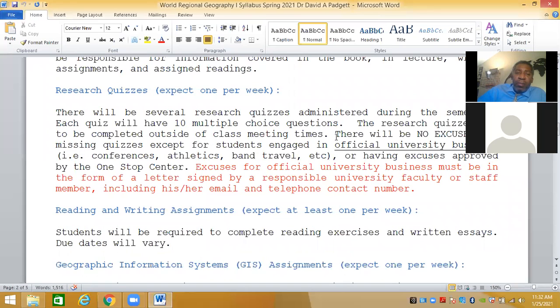The research quizzes, not right away, but you'll have a research quiz about one a week approximately once we get deeper into the semester. There will be 10 multiple choice questions. You'll download them. You'll have to do some form of research, complete the exam, and then upload it to the Dropbox. It'll probably be a Word document. You'll have perhaps a week to get them done. So just be prepared for those.